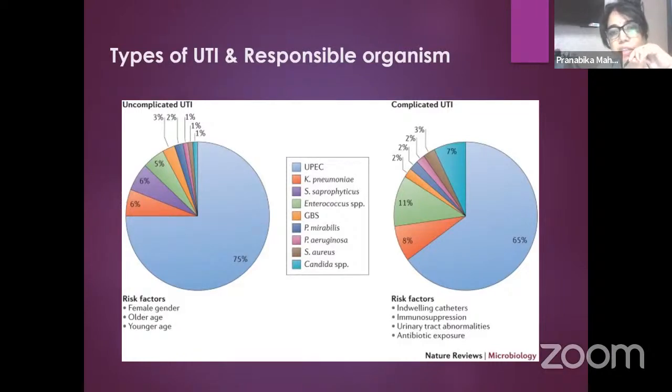The risk factors are indwelling catheters, immune suppression that we have already talked about, urinary tract abnormalities, and antibiotic exposure. Female gender is more exposed, as are older age and younger age. The most common organisms are Enterococcus, E. coli, Klebsiella, Streptococcus. These are the organisms which are mostly seen. Next slide, please.